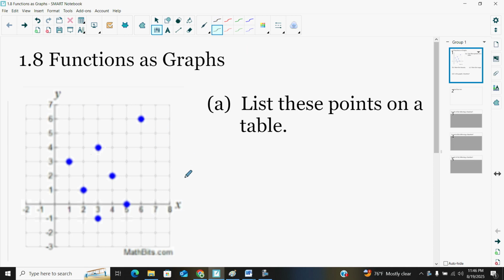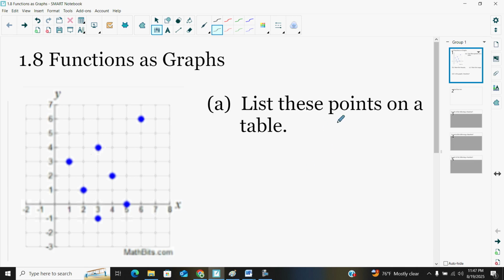And then I want you to pause the video and take a minute to copy this figure right here into your notes. So give yourself a coordinate plane and plot the points as they're shown here. So we've got points at (1, 3), (2, 1), (3, 4), (3, -1), (4, 2), (5, 0), and (6, 6). So pause the video real quick, copy the graph as well as what it says in part A there, list these points on a table. Once everybody's ready, you can restart.